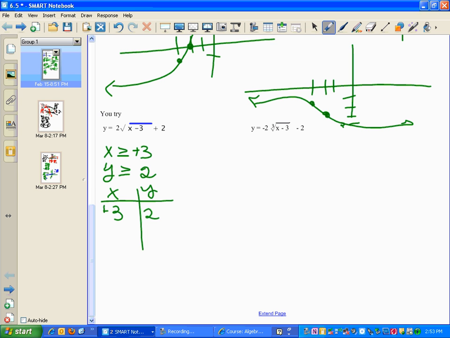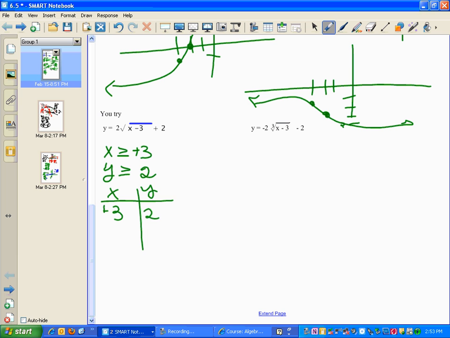Not negative 3. You want to use this as your first one, don't you? Right? Okay. Your domain defines your first x. And I'm dealing with a square root. So I've got to set what's underneath there greater than or equal to 0, and that defines my first x that I can use. Does that make sense?